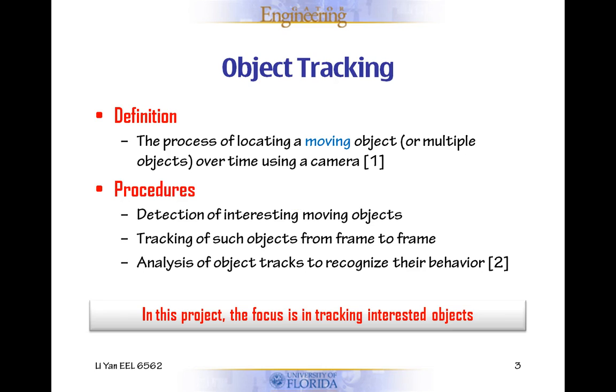The procedures of object tracking include detection of interested moving objects, tracking of such objects from frame to frame, and analysis of object tracks to recognize their behaviors. In this project, the focus is mainly on tracking interested objects.